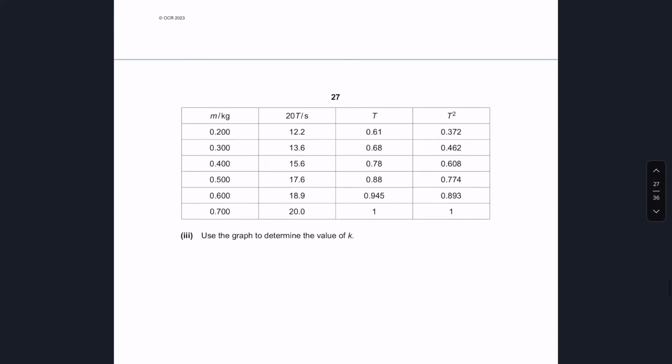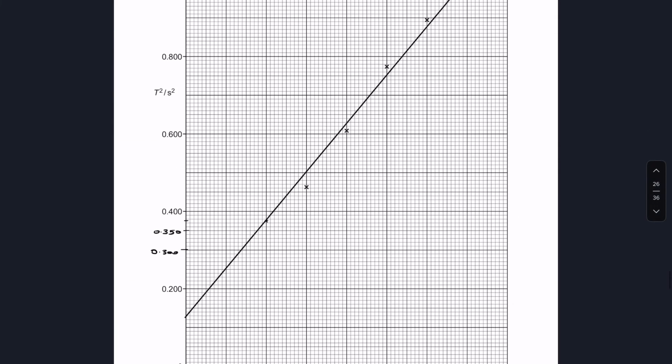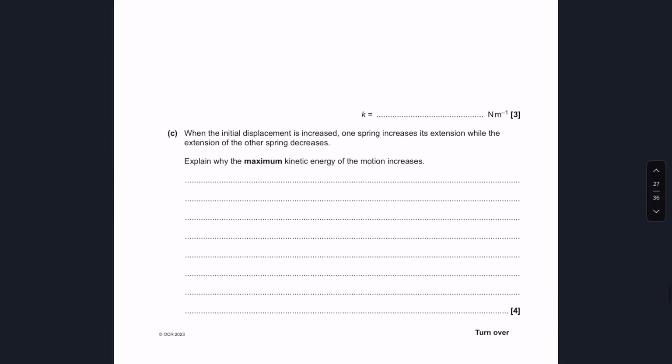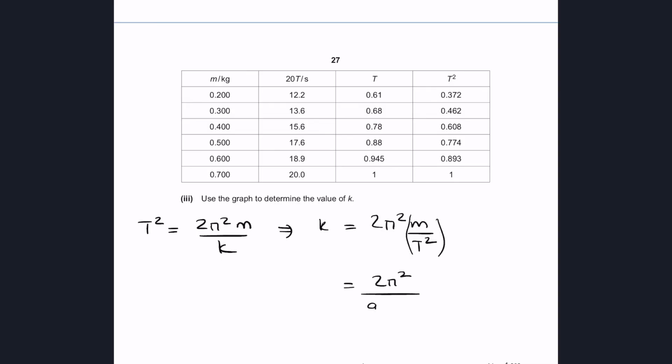So let's do the next one, where you have to determine the value of k using the graph. So if you look back at the equation, well, k is given by that. So I'm just going to put that across here. So t squared is 2 pi squared m over k. And so if I just rearrange it, I know that k is 2 pi squared m over t squared, which is basically 1 over the gradient. Okay, so 2 pi squared over the gradient.